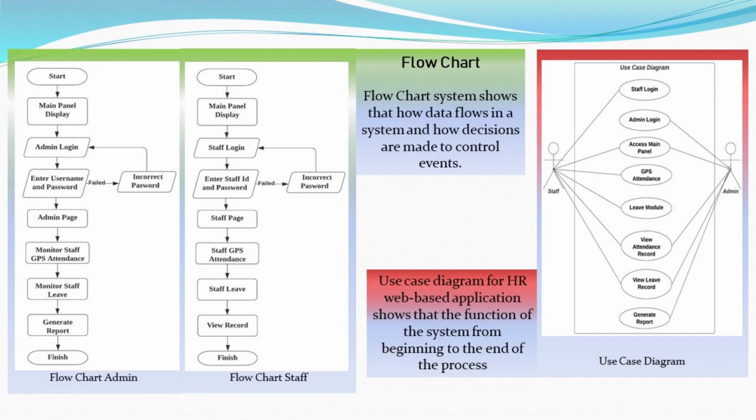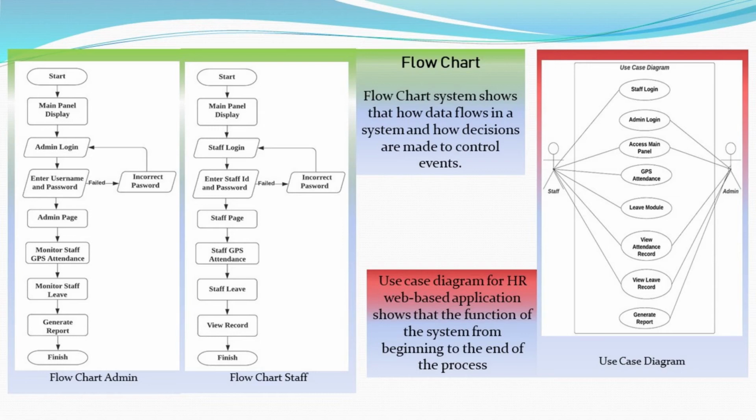Flowchart system shows how data flows in a system. In other words, how decisions are made to control events. There are two flowcharts: from the admin side and the staff side. Admin can log in by entering username and password to enter the admin page. And admin are able to monitor staff GPS attendance, leave module and generate report.